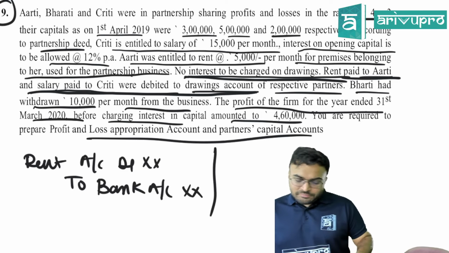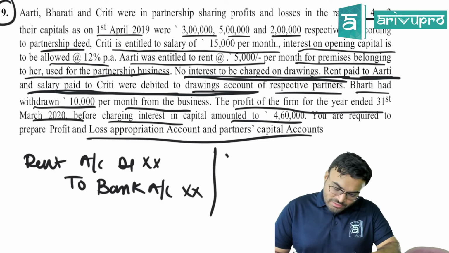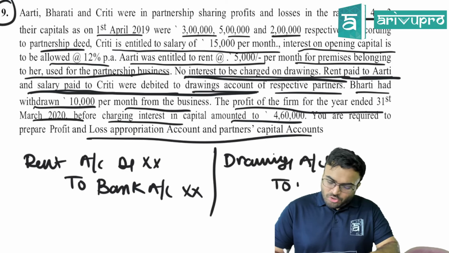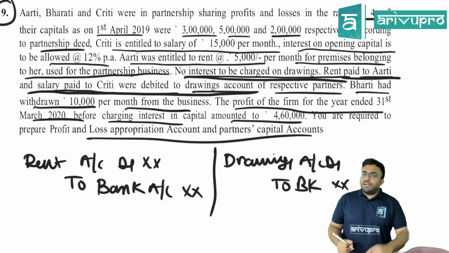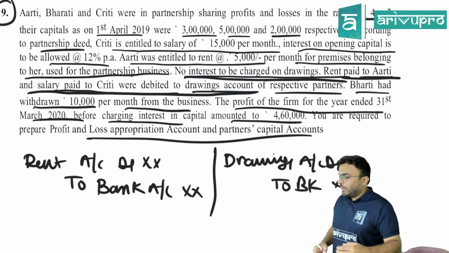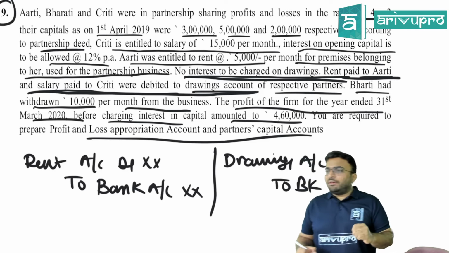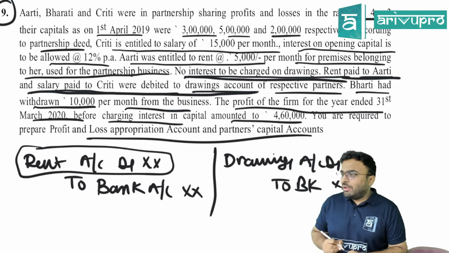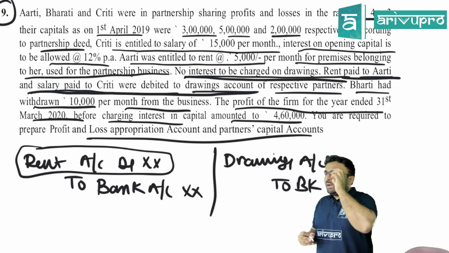What have they done wrong? They debited drawings. So now the entry automatically becomes drawings account debited to bank account. So now the rectification entry should be rent account debited to drawings account. Now if you reduce the drawings, what will happen? Drawings is already removed from capital, no. That is one thing. And if you don't pass rent, what will happen? Profit will be higher. Profit will be overstated. Clear? If you don't pass the rent entry, profit will be more.